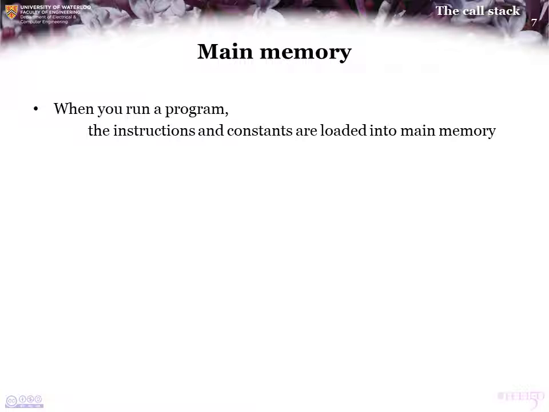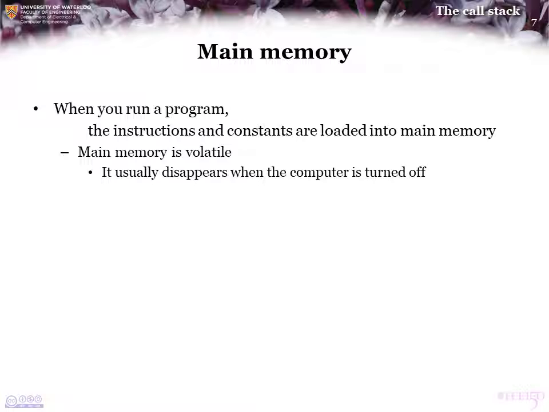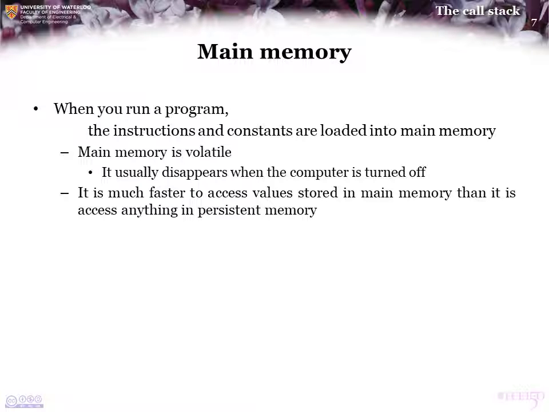Now, when you run a program, the instructions and constants are copied over from the persistent memory into some form of main memory. Main memory is usually volatile, meaning it disappears when the computer is turned off. Not always, but 99.999% of the time. However, main memory is much faster than accessing the same data in persistent memory.